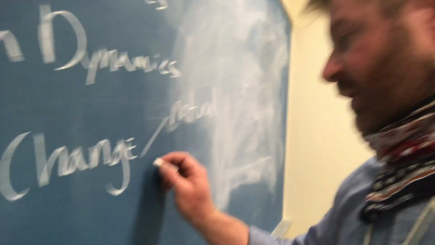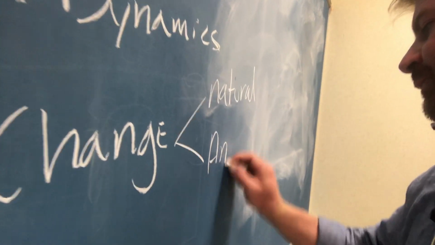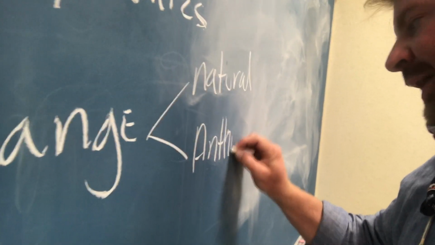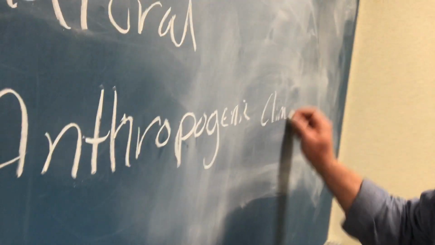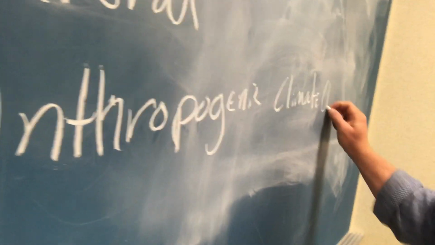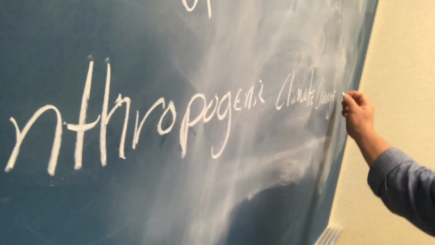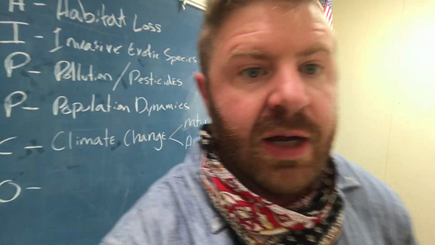Now, there is also anthro, meaning man, and genesis, created, okay, climate change. And that's going to involve concepts like ocean acidification, right? Too much carbonic acid forming in the ocean because of all the CO2 we're pumping into the atmosphere.